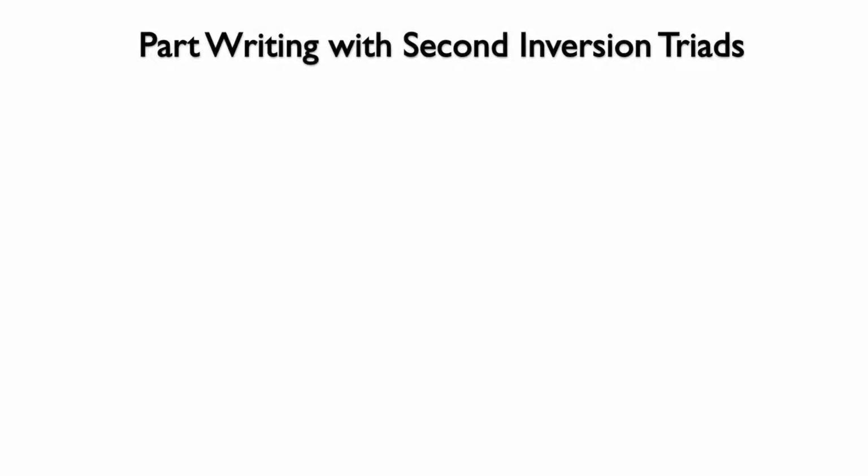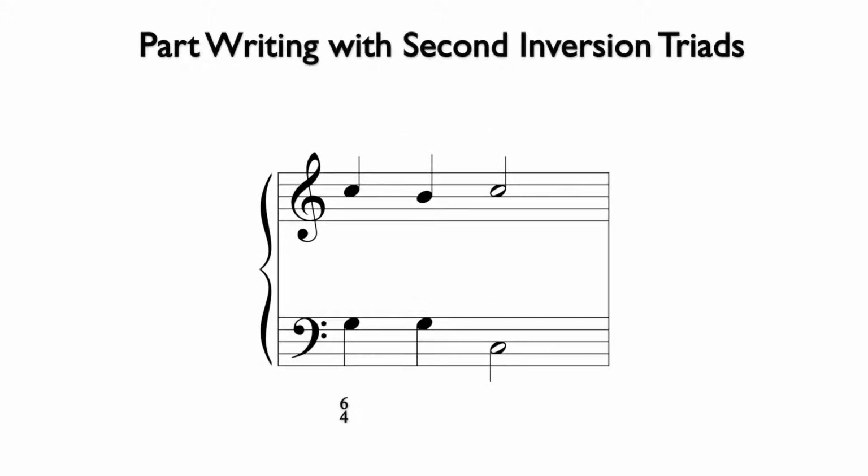For this video, we will learn how to part write the three types of 6/4 chords: cadential, pedal, and passing. Here is an example with the typical use of a cadential 6/4 chord. The bass and soprano parts are provided. Let's analyze the chords first. We are in the key of C.